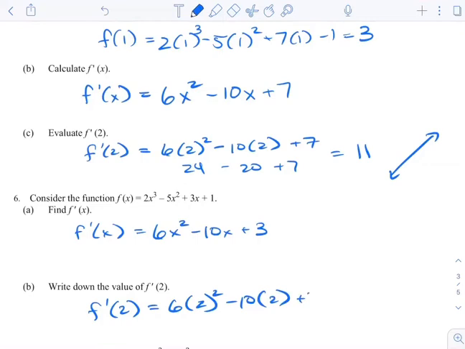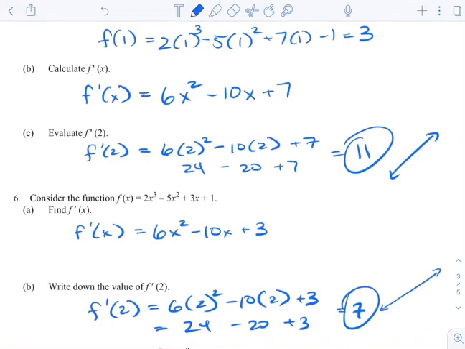And I want to talk about how these two compare to each other. They're different equations. But we'd have 24 minus 20 plus 3, which is 7. So that would also be a positive slope. It wouldn't be as steep as the first one. It'd be a little bit more flat because the first one was 11, and this one was 7. So the second one would be a little bit less steep, but they're both rising to the right. And that's it for 6.